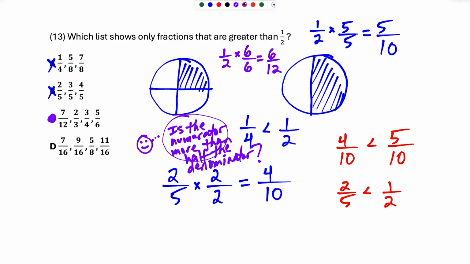Okay, but now for the last answer choice, why is this one no good? Well, the first fraction, 7 over 16, is no good because if we look at 1/2 and we do times 8/8, this tells us 1/2 is equal to 8/16, and 7/16 is definitely less than 8/16. But once again, we were looking for the list that shows only fractions that are greater than 1/2. So D is out, definitely choice C.